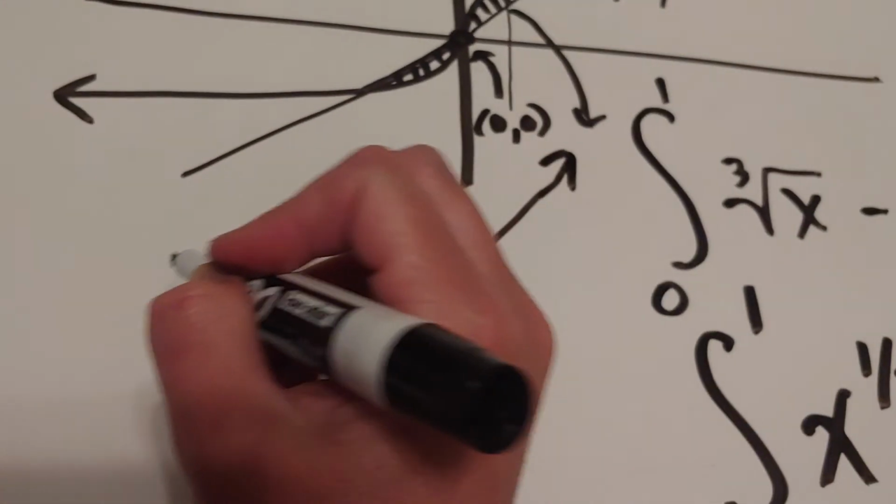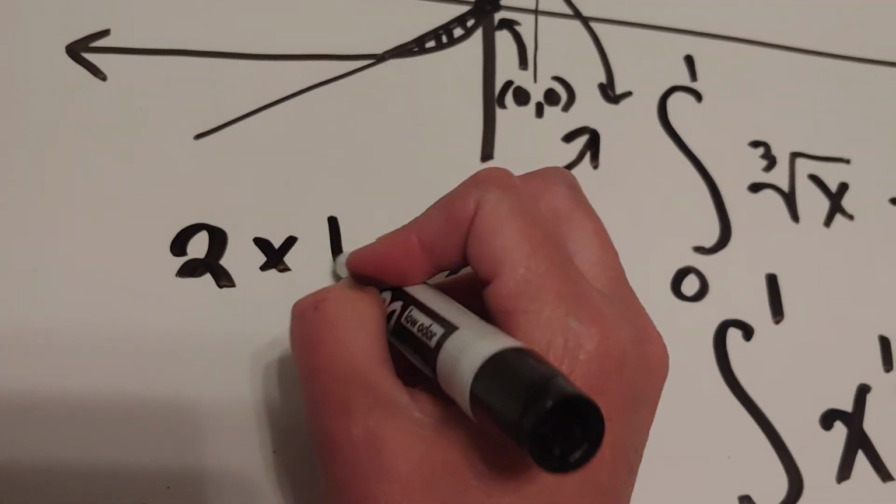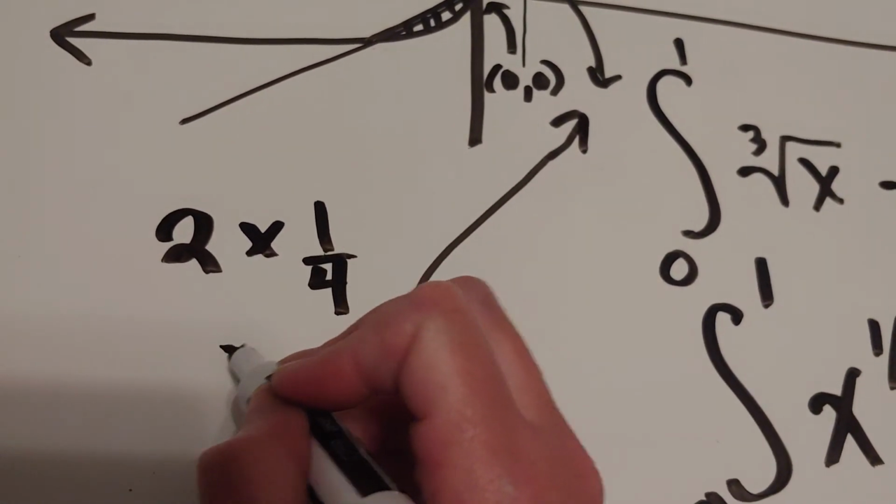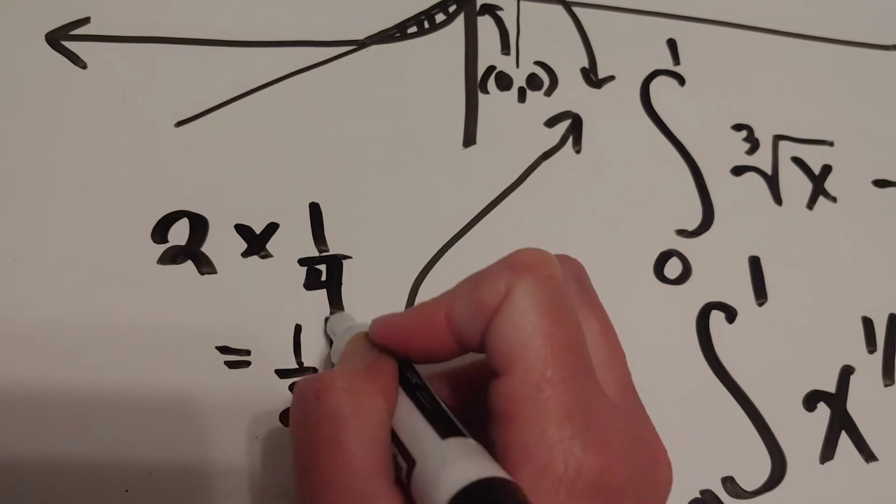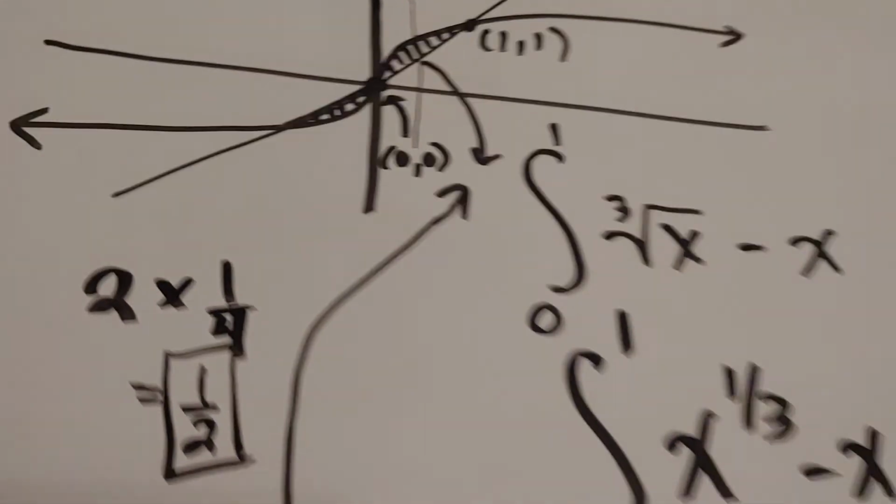I want 2 of them. So I want 2 times 1/4. So my answer here is going to be 1/2. That will give me the total area.